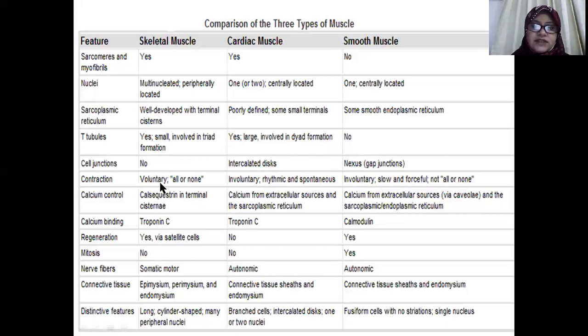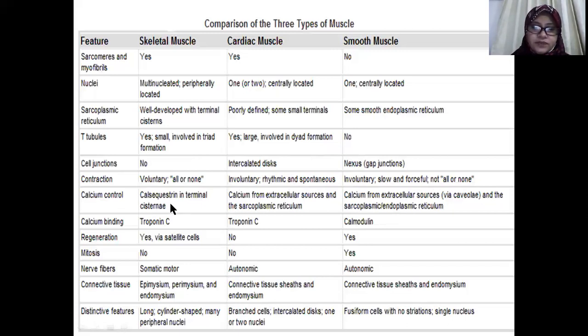Contraction. Skeletal muscles are voluntary, all or none. Cardiac muscles are involuntary, rhythmic, and spontaneous. Smooth muscles are involuntary, slow, and forceful, not all or none.